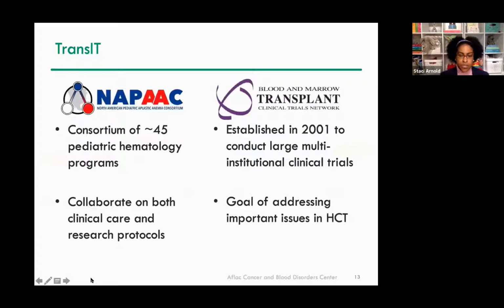So again, I'm going to just briefly go through the TRANSIT trial because I know Dr. Hanna mentioned it before, but I'm also aware some of you may not have been in his session. So the TRANSIT trial was unique in that it was a collaboration between the North American Pediatric Aplastic Anemia Consortium, or NAPAAC, and the Blood and Marrow Transplant Clinical Trials Network, or BMT CTN. NAPAAC is actually a consortium of my colleagues. There's roughly 45 pediatric hematology programs that participate.